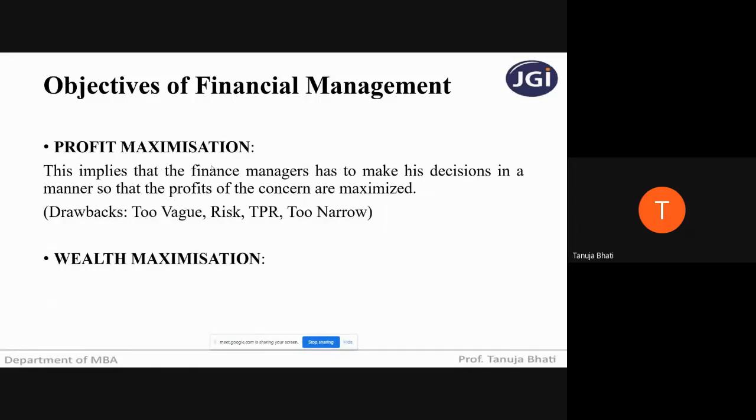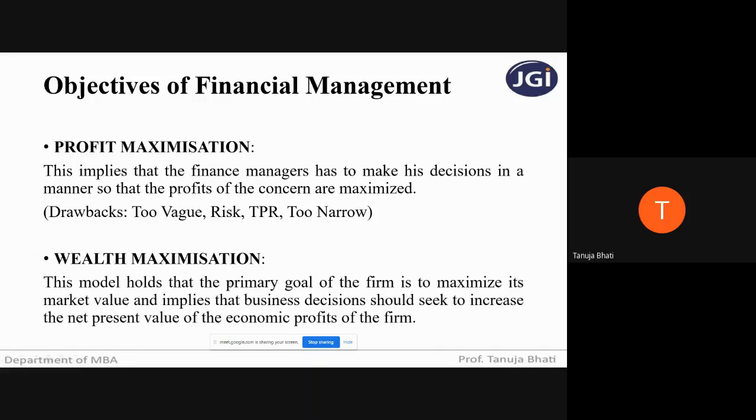Okay, so what is wealth maximization? Here the financial manager will aim at increasing the goodwill of the company in the market. So that is nothing but increasing the market value of the company in the market. So profit is an internal factor, wealth is an external factor. This model holds that the primary goal of the firm is to maximize its market value, and implies that business decisions should seek to increase the net present value of the economic profits of the firm.